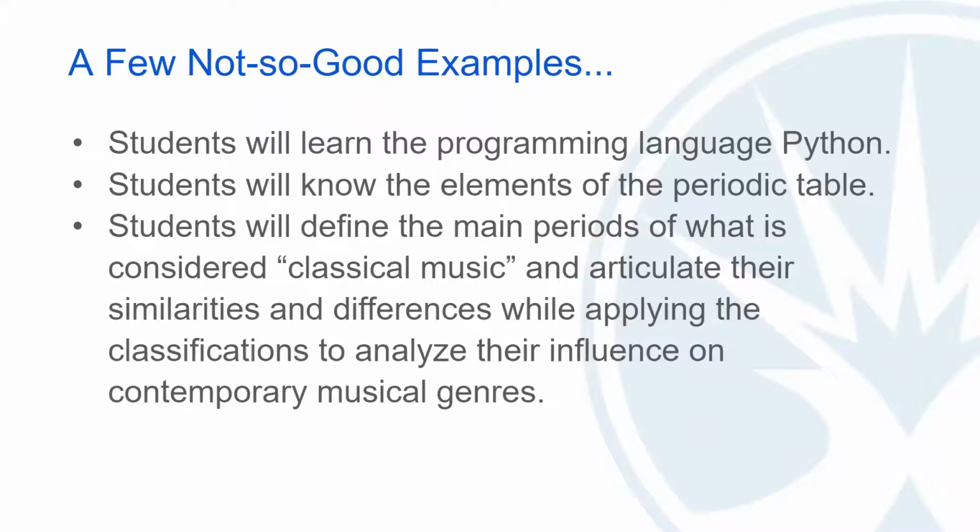And then the third one there: students will define the main periods of what is considered classical music and articulate their similarities and differences while applying the classifications to analyze their influence on contemporary musical genres. The challenge there, as you can tell from my reading it just now, is that there's a lot packed into that particular outcome. Even visually, it's much longer than others on the slide. The challenge is that it combines several different components that are likely going to be demonstrated separately by students. Things that would be much better off separated out into several chunks rather than all combined into one single long outcome.